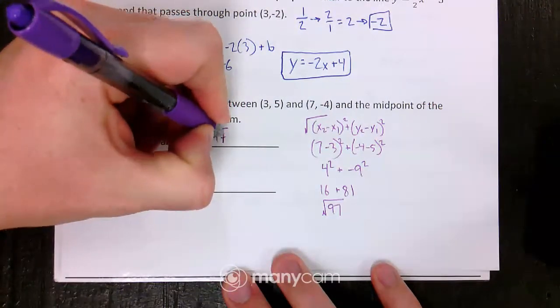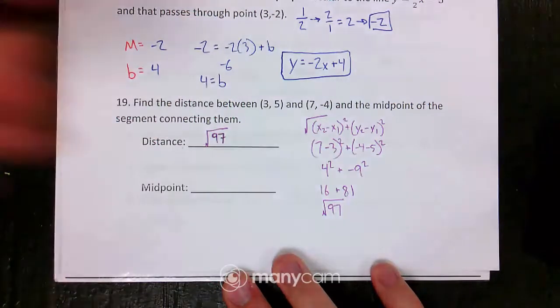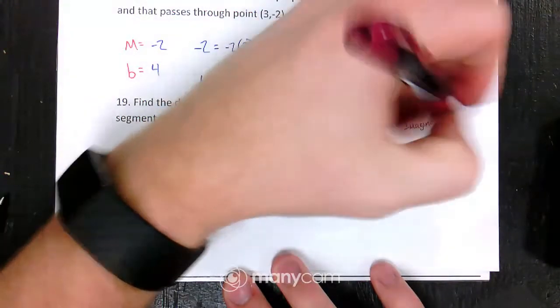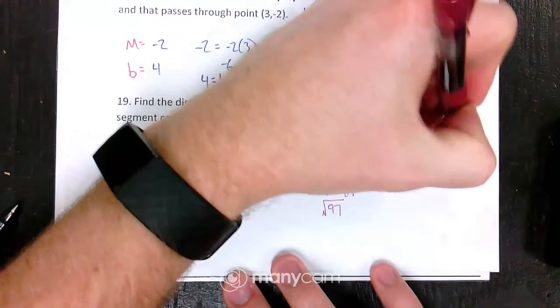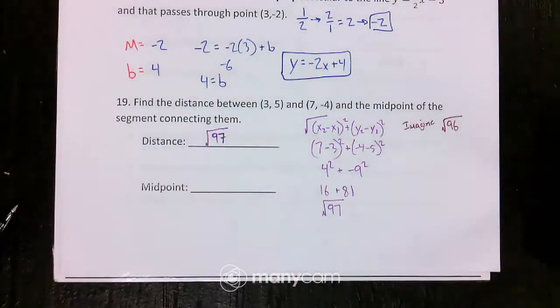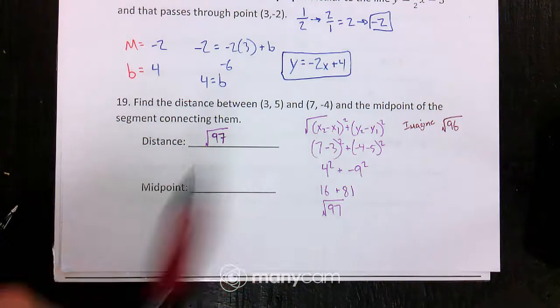Somebody was asking me, what if it's not a prime number, do we have to reduce it? Yes, you do. So let's just imagine for a second that we have the square root of 96. If we don't reduce, that means you did half the work, because look what you have to do after this.